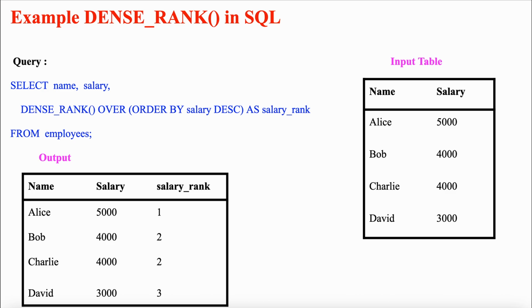Now let's look at the output table. Alice gets rank 1 because she has the highest salary. Bob and Charlie both have the same salary so they get rank 2. Now here's the key part. With dense rank, the next rank is not skipped. So David gets rank 3, the next consecutive rank. There are no gaps in the ranking. Ranks go 1, 2, 2, 3. This is the main difference from rank. Dense rank does not skip any rank, even when there are ties. And that's how dense rank works in SQL.